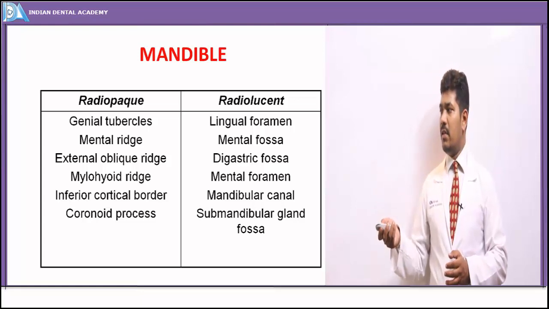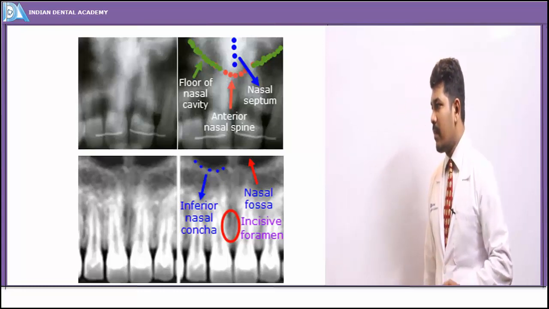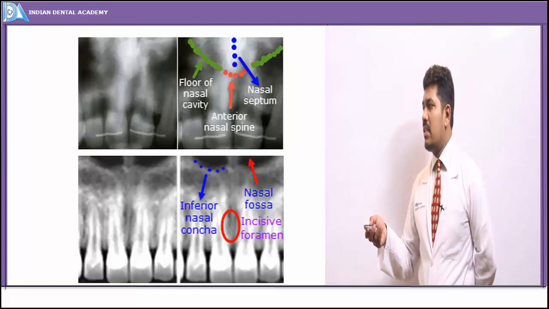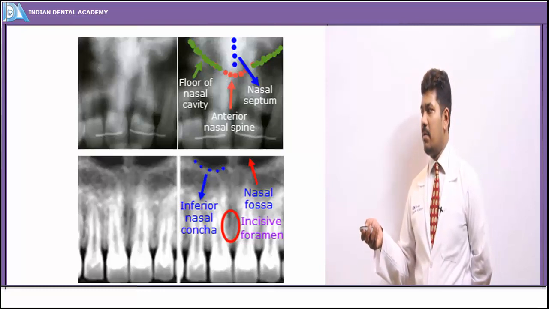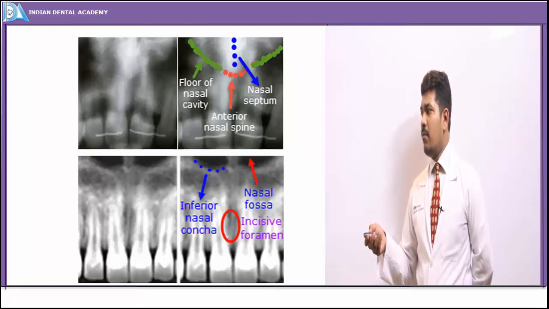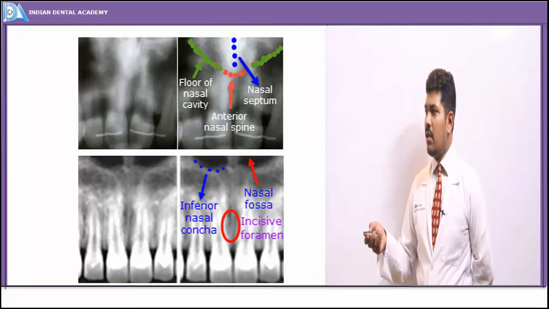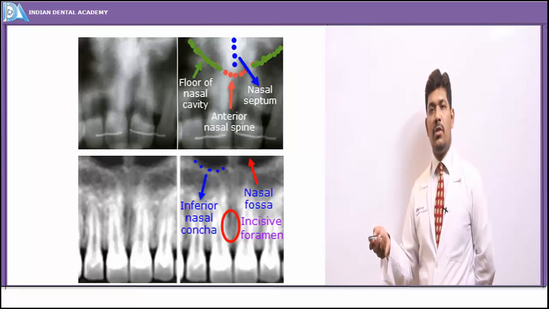I'll be showing these normal anatomical landmarks in these. We can see over here the nasal septum. This is a maxillary projection. We have the nasal septum, which is a radio-opaque midline structure. If we see this structure over here, we can see a slight radio-opaque border extending from the left to the right side. This is nothing but the soft tissue shadow of the nose.